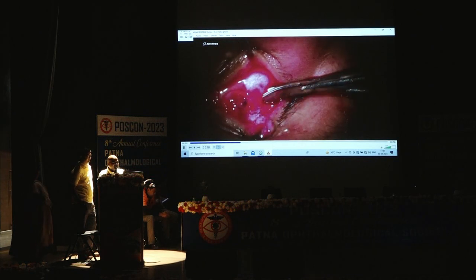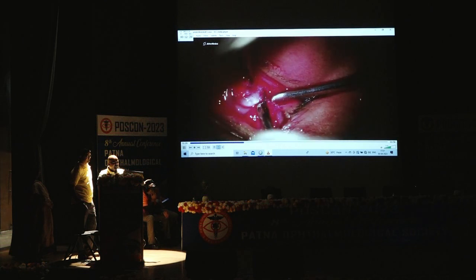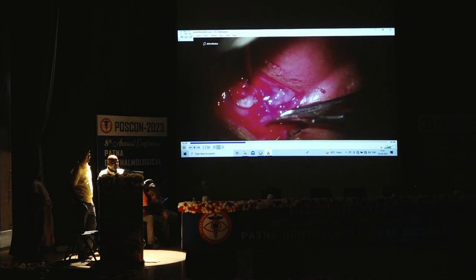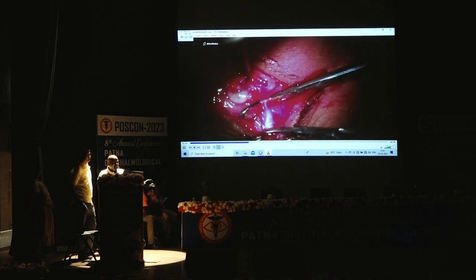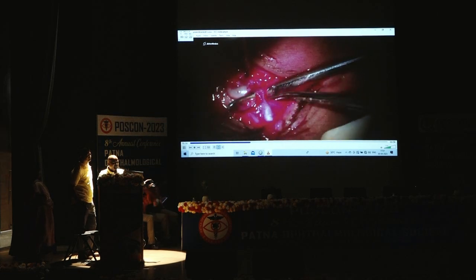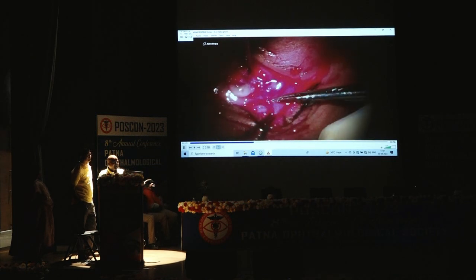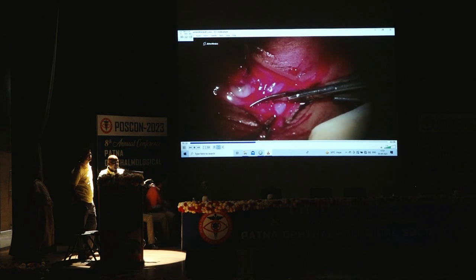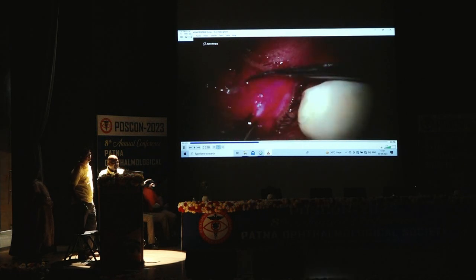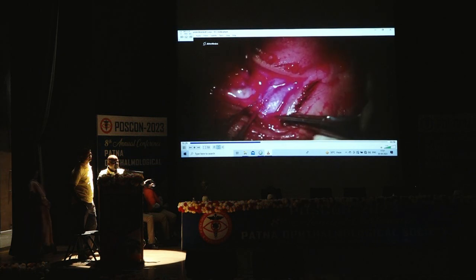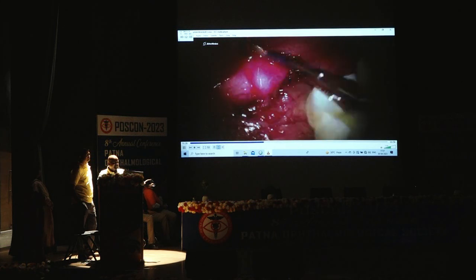After completion of the separation of the upper lid, again we have to see whether it is completely separated or not. Then you see here again the conjunctiva adheres with the globe and fornices of the upper lid. We cut it, and after cutting and separation of the fornix and lid, you see the eye is visible.